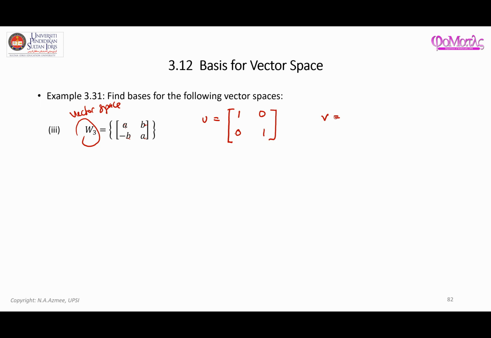So for example, we can come up with vector V. Vector V here could be something easy to calculate as well. We can let A become 0, B is 1, so therefore here is negative 1 and 0. Okay, and I'm going to call B a set which contains U and V, matrix U and matrix V.